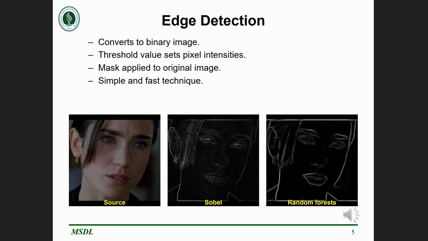Thresholding is a technique that converts an image to a binary image based on a threshold value. The threshold value is set such that pixels with intensities above the threshold are considered part of the object, while pixels with intensities below the threshold are considered part of the background. Once you have the binary image, you can apply a mask to the original image to remove the background pixels. Thresholding is a simple and fast technique, but it may not work for images with complex background or lighting conditions. Now let's proceed to our next slide.